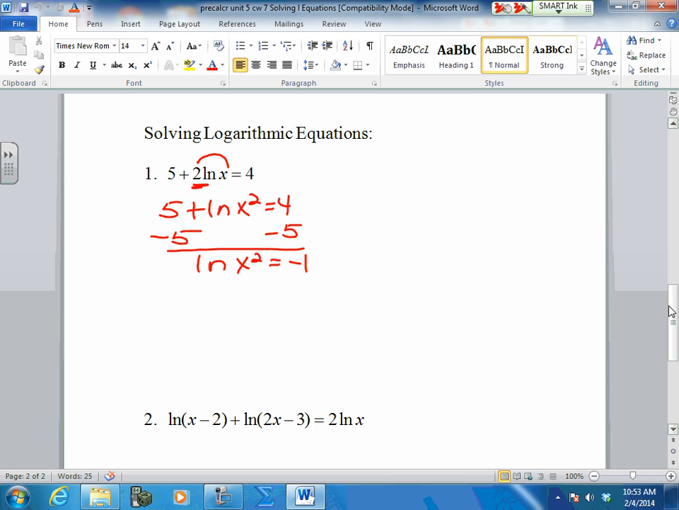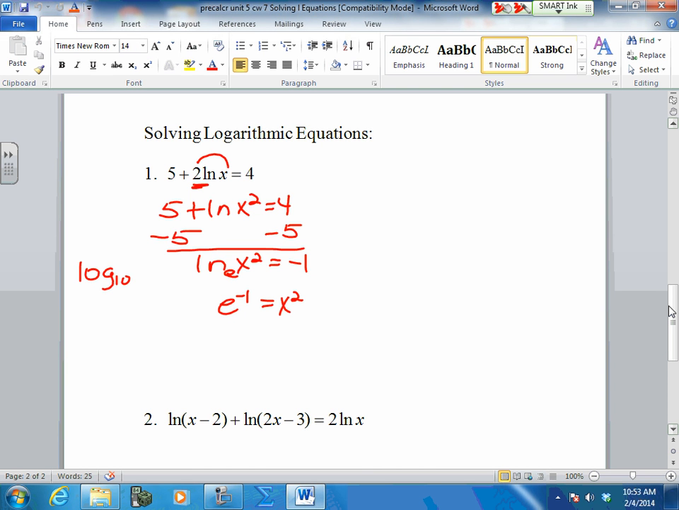I cannot take the ln away from this because it doesn't exist on both sides. What's this base over here? 2 times? Oh, it's not that. No, 1. On a log, it's 10. Is it 5? What's the base on a natural log? E. Oh, it's an E base. So e to the negative 1 equals x squared. This is a horrible example.